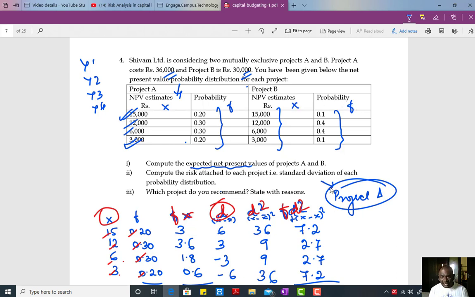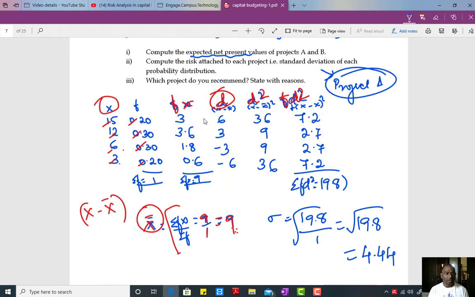Now I'll take project A and work out the problem. You see 15, 12, 6, 3 is the cash flow. So I've written down 15, 12, 6, 3 as the cash flow. Then I've taken F: 0.20, 0.30, 0.30, 0.20. So what do we do? F into X. 15 into 0.20, 3. 12 into 0.30, 3.6. 6 into 0.30, 1.8. 3 into 0.20, 0.6. Your first step is over. Then you sum it up, and you will get 9.